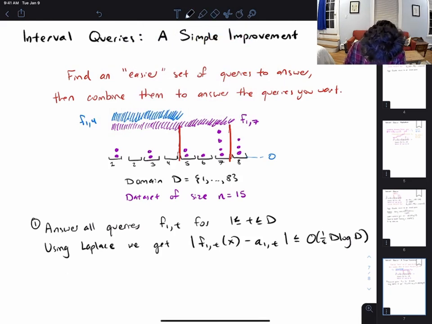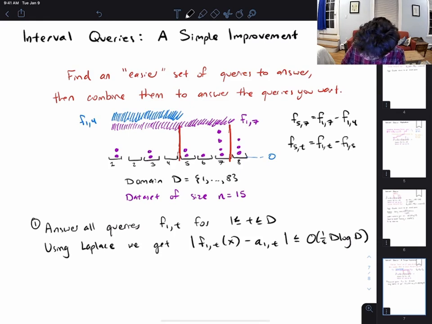Okay, so what I have is exactly that the thing I care about, f5 through 7, is f1 through 7 minus f1 through 4. And more generally, f s comma t is f 1 comma t minus f 1 comma s minus 1. Okay, so I can get any interval query by taking the difference between 2 of the queries that I've already answered.